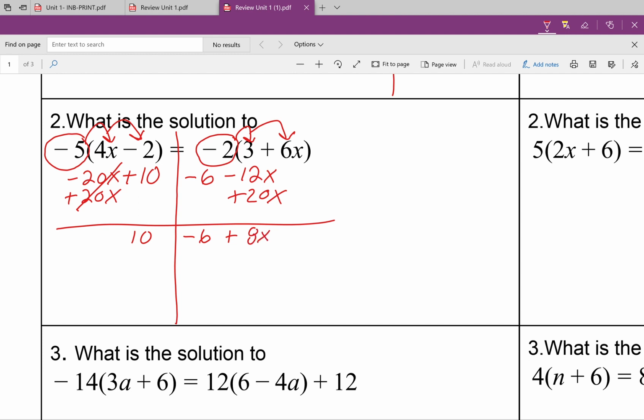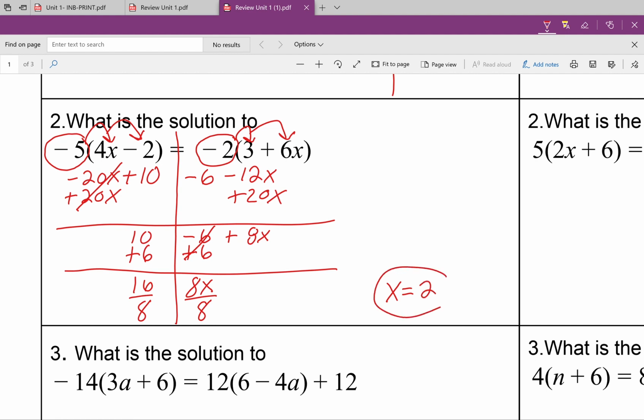+8x. Okay, then my next step is to add 6 to the other side. Then I'm left with 10 plus 6, which is 16, and then 8x on this side. And then last step, divide by 8 to get x by itself. 16 divided by 8 is 2, so x is equal to 2.